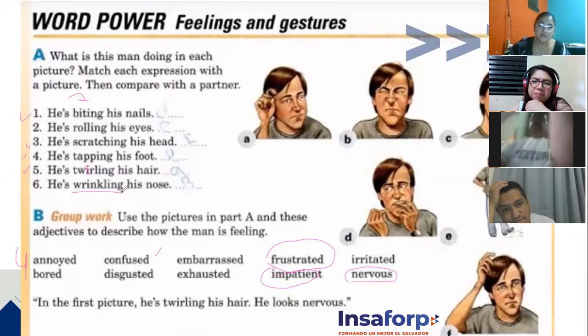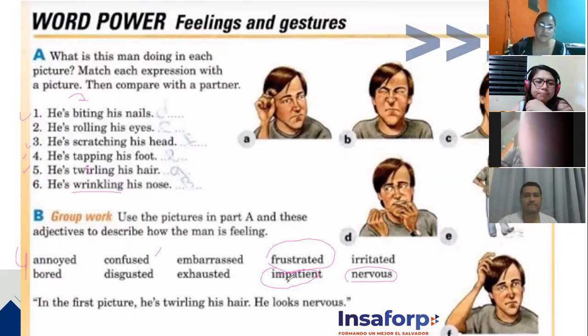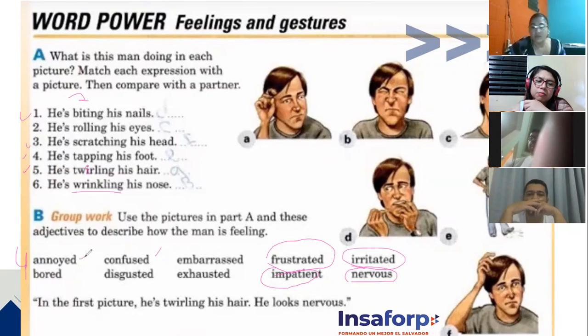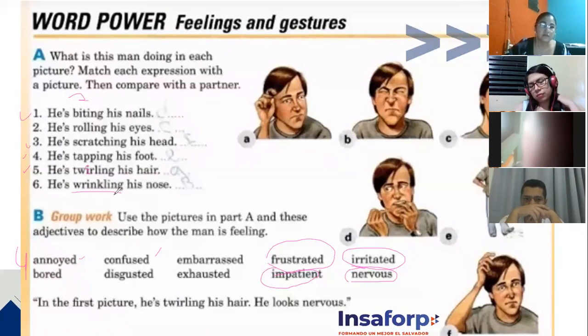Maybe when I'm irritated. I think I tend to do this when I'm maybe annoyed. Yeah, maybe in my case, but it depends, right? Different reactions and gestures, okay? Do you have any questions in regards to this vocabulary, guys, or can we continue?